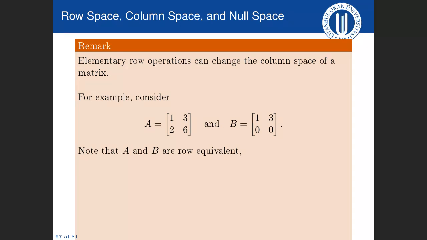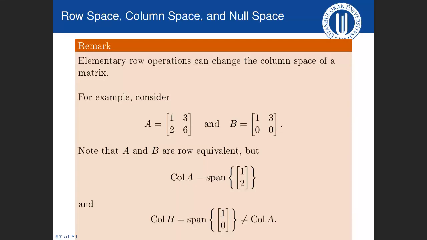For example, consider A and B. Now note that A and B are row equivalent. The column space of A is the span of the vector (1, 2), because the second column of A is just 3 times the first column of A. And the column space of B is the span of the vector (1, 0), but that's not the same as the column space of A. So be careful. Elementary row operations do not change null space, they do not change row space, but they can change column space.